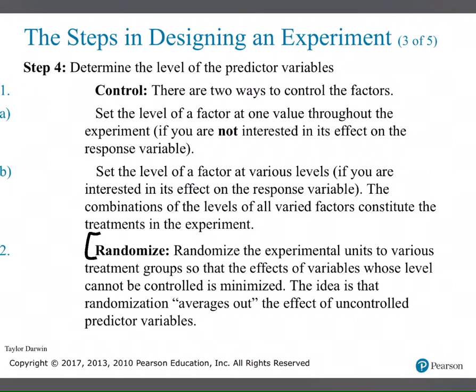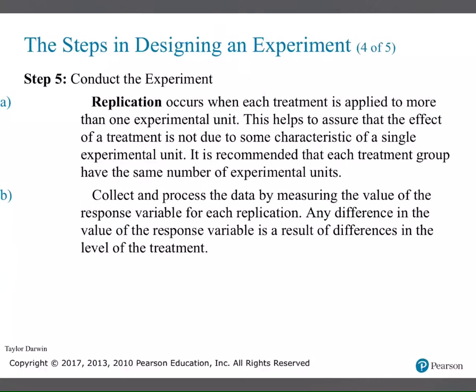And again, randomize, that is very, very important. It just kind of helps things work out on their own. So randomize the units to various treatments so that the effects of the variable whose level cannot be controlled is minimized. We hope that those little things work themselves out, kind of like I said. And it's an uncontrolled predictor variable.